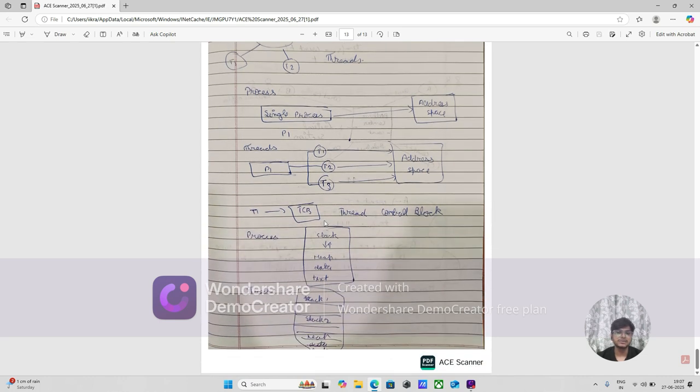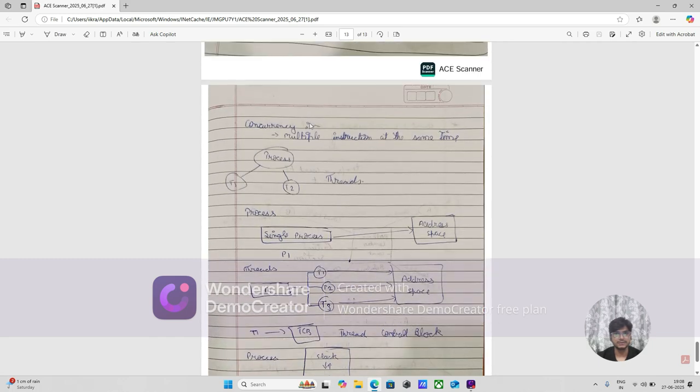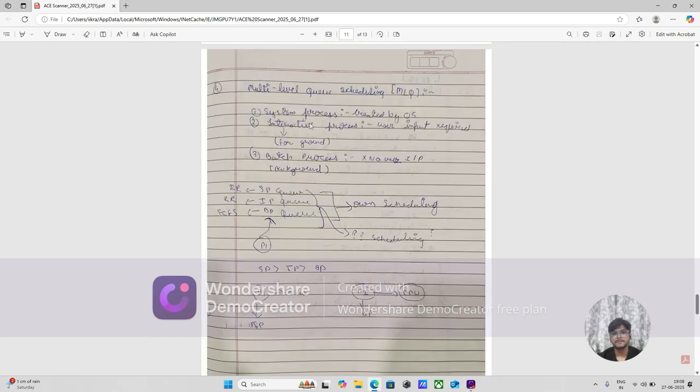Threads also have a TCB, thread control block. If you see their structure, the stack, static data, heap, data and text are whatever we have stored. I think I have explained this very well, so you can see.